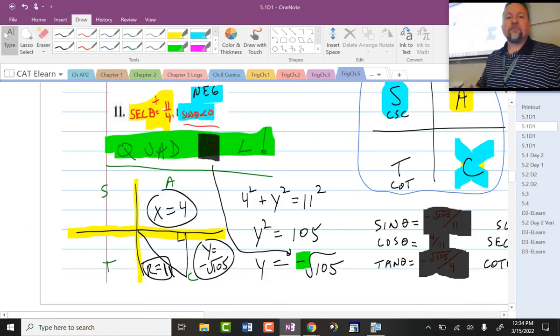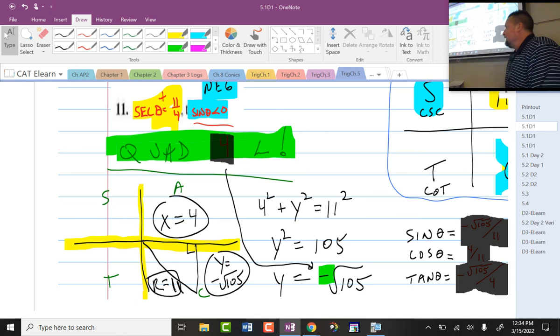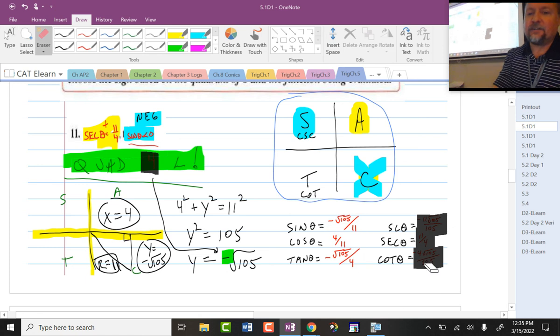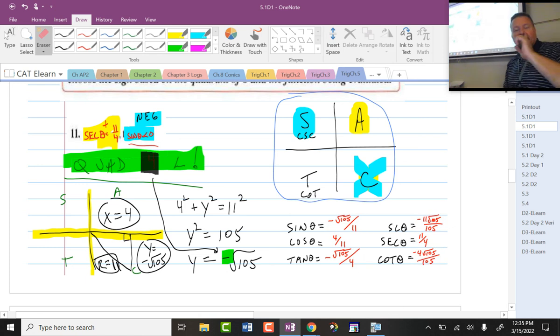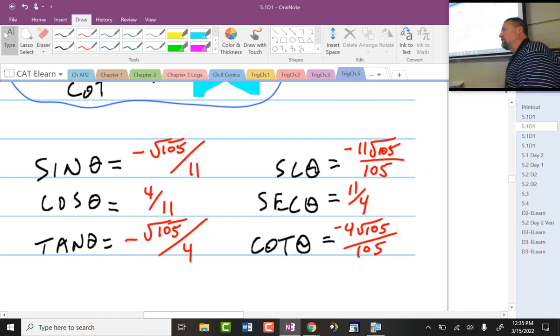And then you draw it. And then it is an annoying Pythagorean identity because you get an awfully large number there. So it's 11 squared minus 4 squared, 121 minus 16, and then you get root 105. But since it's in quadrant 4, you've got to choose the negative. All right, now that you know y is negative root 105, then those are the 6 trig functions.